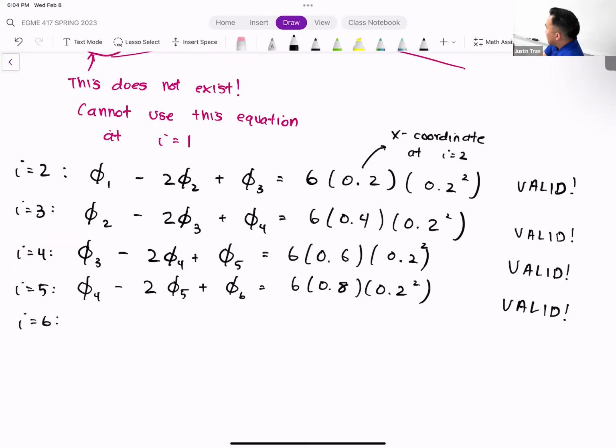All right, so we have 4 out of the 6 equations. Let's try applying the same finite difference equation to i equals 6, and let's see what happens. Right. We apply the same finite difference equation to i equals 6, and we get phi5 minus 2 phi6 plus phi7 is equal to 6 times 1 times 0.2 squared.